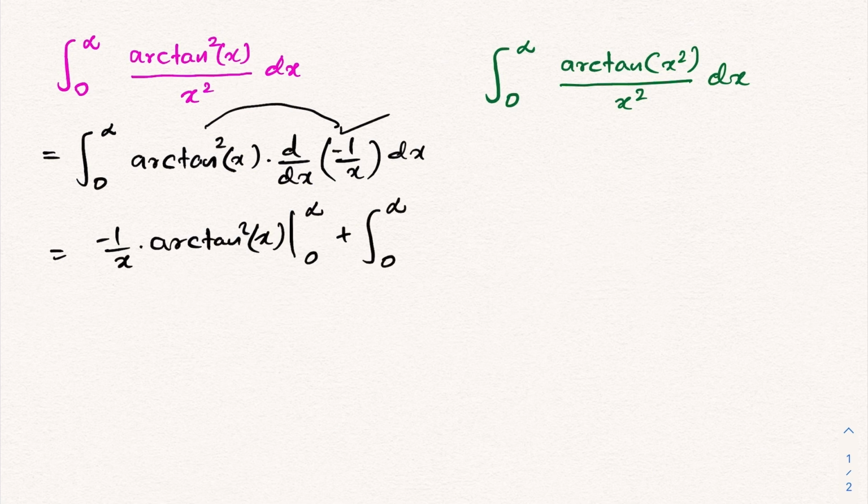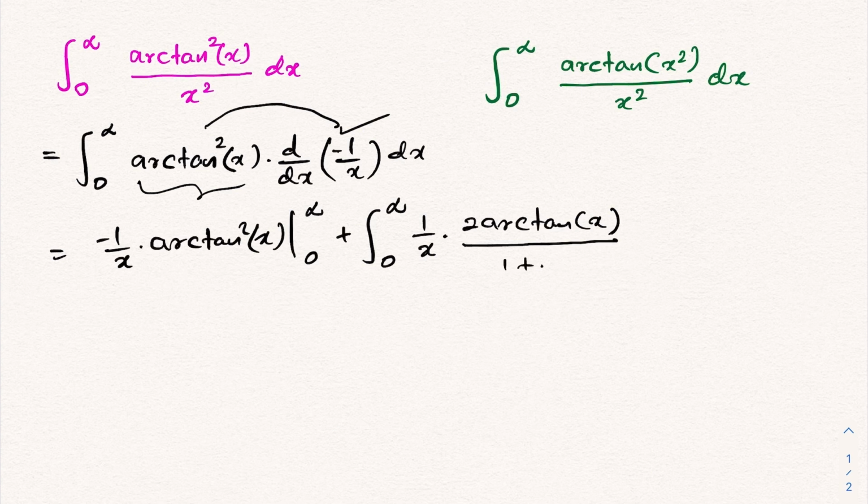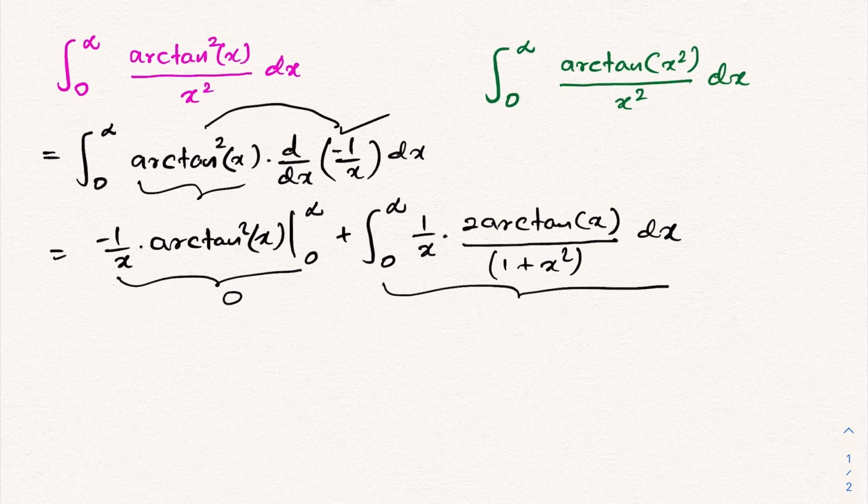integral from 0 to infinity. Now rewrite first function, so we have 1 over x times the derivative of the first function, arctan square of x, we know 2 times arctan of x, then according to the chain rule the derivative of arctan of x, we know 1 over 1 plus x square dx. Okay, then if we apply the limit here, we know this part will be 0, and now we have to evaluate this integral. To evaluate this integral, we can take a substitution.